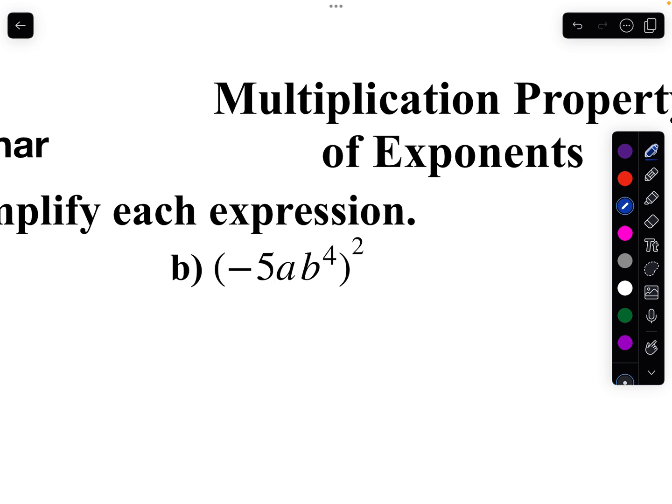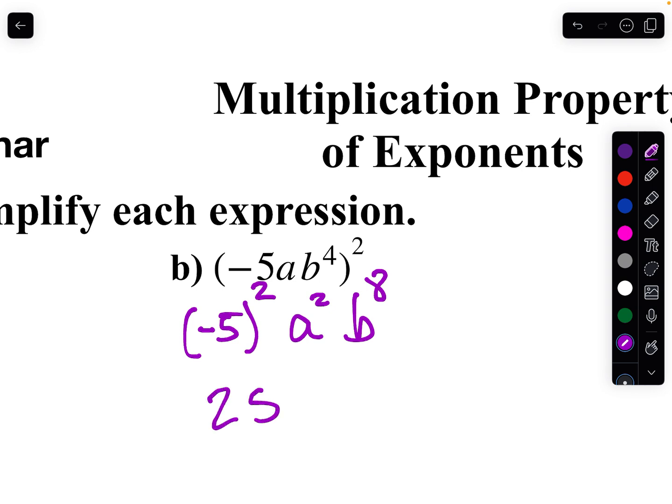Okay, let's take a look at letter B. So on letter B, I'm going to do the same thing, except I notice that the first term is negative, so I'll put that in parentheses. So it's negative 5 squared, a squared, b to the 8th, because a power to a power, we multiply. Now when you take a negative to an even power, I know it's positive. So you get 25a squared b to the 8th.